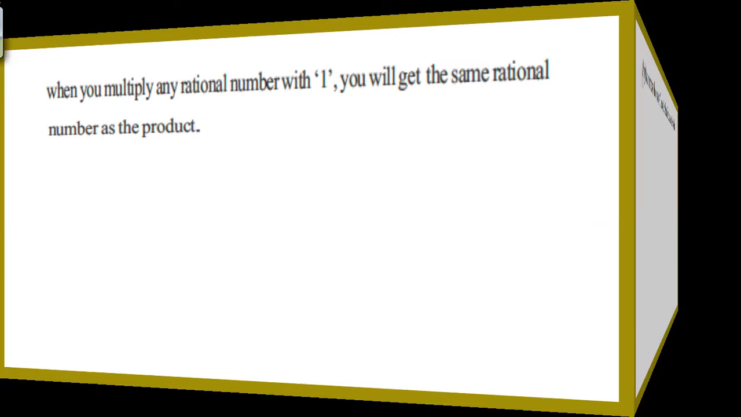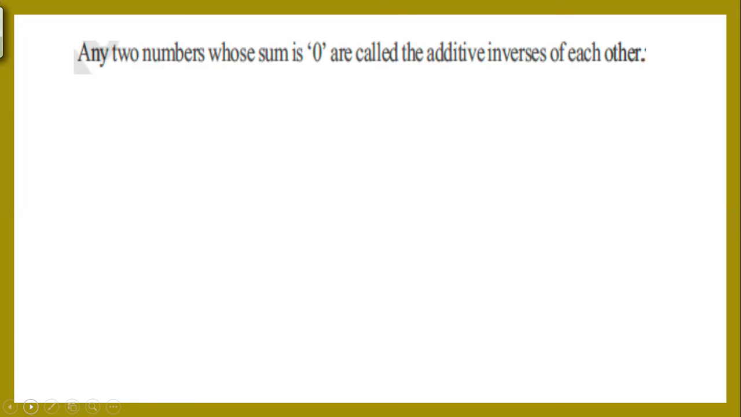Then we move to the next property. You observe here, any two numbers whose sum is 0 are called the additive inverse of each other. Any two numbers whose sum is 0, those two numbers are called additive inverses of each other. This is called the additive inverse property. What is meant by additive inverse? We observe it by taking an example. You take 1 by 4, a rational number.